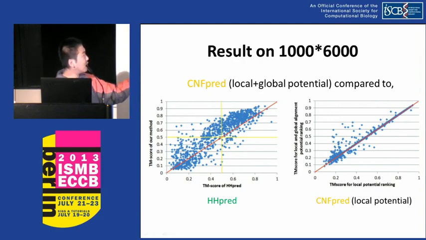Compared with our new method and HH-pred, from the result we can say that the top model generated by the new CF-pred is much better, higher than HH-pred. Also, if we compare our new method with the local potential used in CF-pred, we can see that in the low structure similarity regions, measured by the TM scores, our new method using global information is much higher than the local potential.